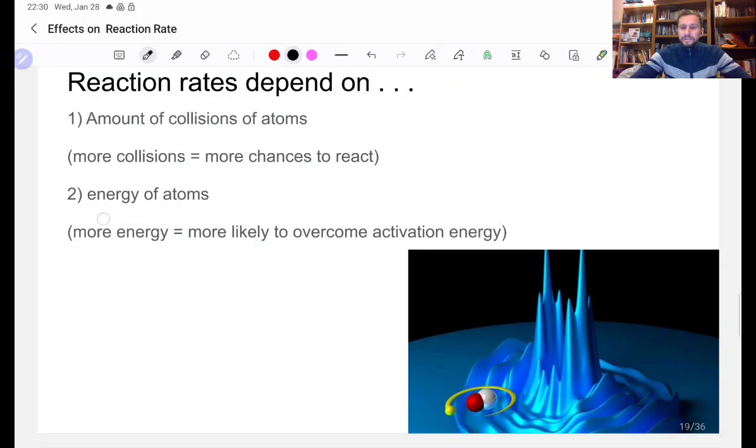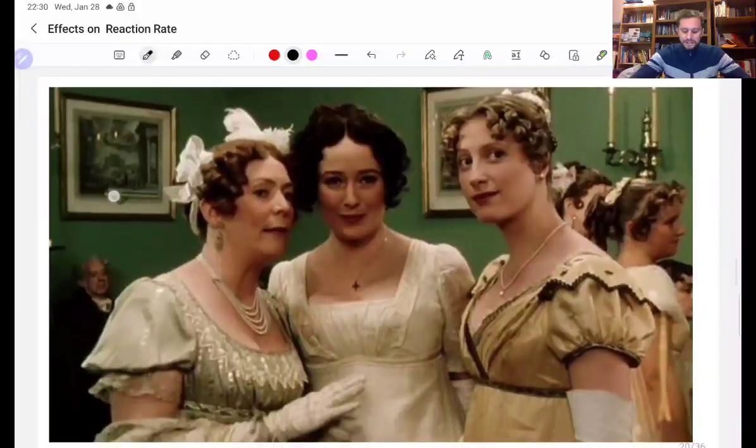Okay? So the more collisions, the more chances of reaction. I have a silly analogy for you.